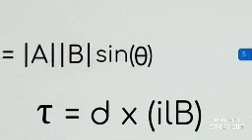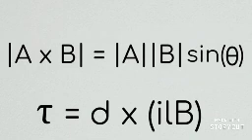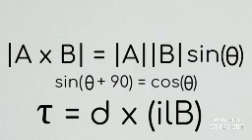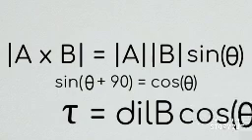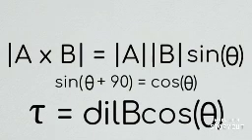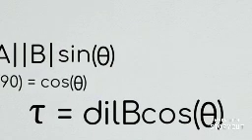For the second cross product, we can use the fact that the magnitude of a cross product is equal to the vector magnitudes times the sine of the angle between them. Noting that our force vector will lead our current vector by 90 degrees, we can approximate our earlier equation of torque to be equal to D I L B cosine theta.